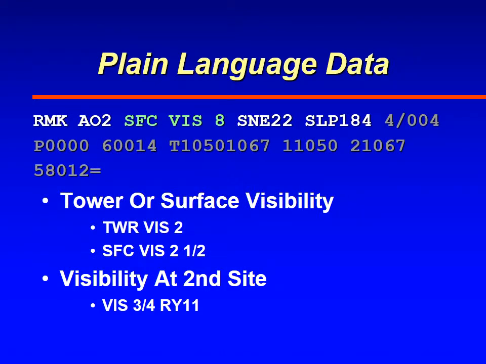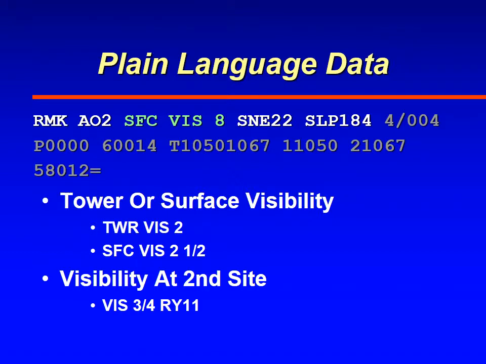Tower or surface visibility, we'll talk more about this when we get to the IFR section of this class. But if the visibility is 4 miles or less, and there is a difference between what the control tower is reporting and what the surface, the ASOS or AWAS machine, is reporting, they'll put in the one that is the highest in the remarks section. And you don't have to worry too much about that right now. We cover that in more detail in the IFR lectures.